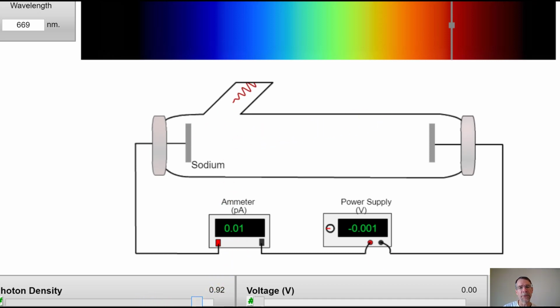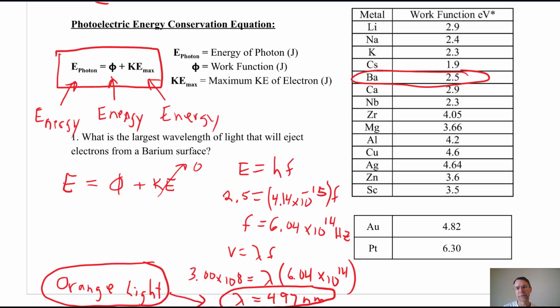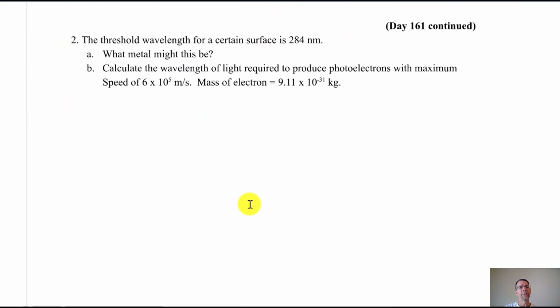Let's do one more sample problem here. Let's go back to this. Okay, so I'm hoping, yeah. Actually, I've got to go back to the next page. Here we go. The threshold for a certain surface is 284. What metal might this be? So once again, if you're looking at the equation, E equals, let me fix that.